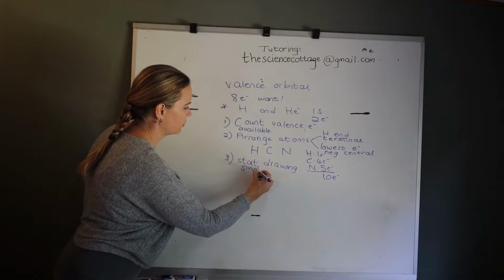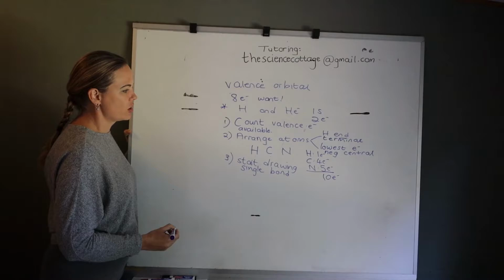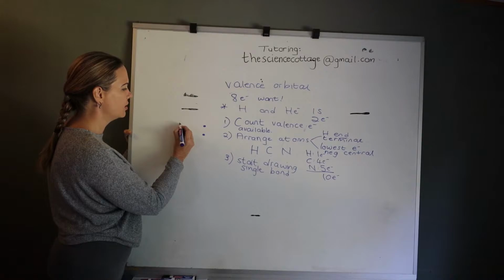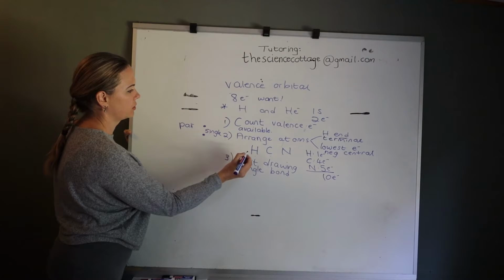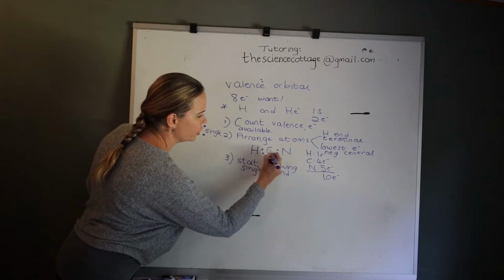They are covalently bonded, so at the very least there will be a single bond. A single bond is one pair of electrons. That's single. So let's put one pair of electrons there, one pair of electrons there. So we've used up 4 of our available electrons. We've got 6 left.